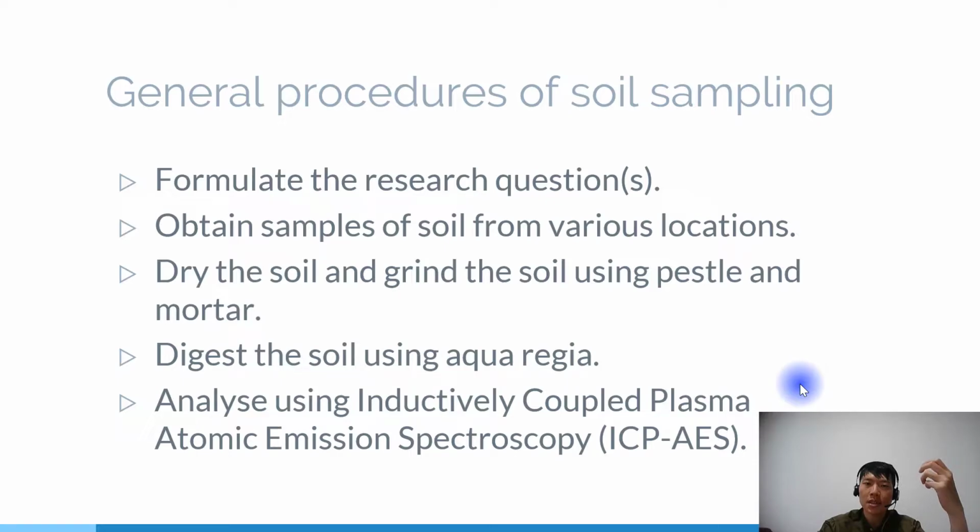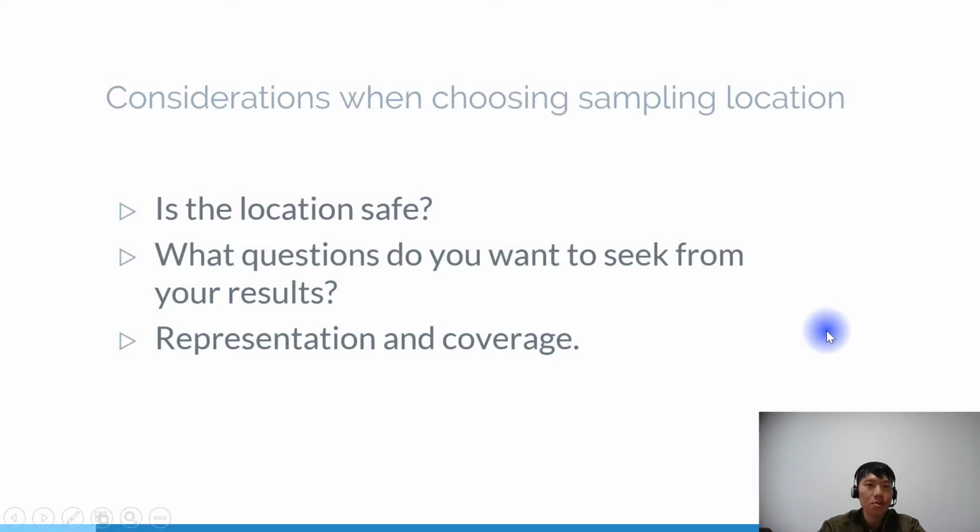We also have to obtain samples of soil from various locations after we have formulated the research questions. Now we collect the soil, we dry, and then we grind it in a mortar and pestle. Make sure it's free of moisture. Then we can digest it using aqua regia, concentrated acid, to leach the metal. And finally, we need to use an analytical instrument. Normally, we use the ICP-AES, inductively coupled plasma atomic emission spectroscopy, to test the level of metals.